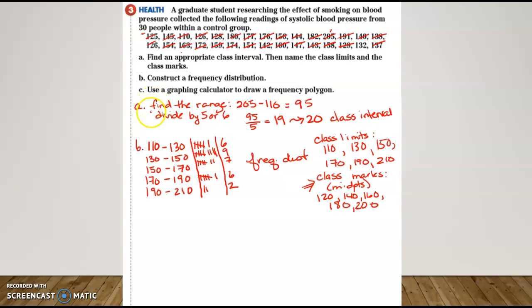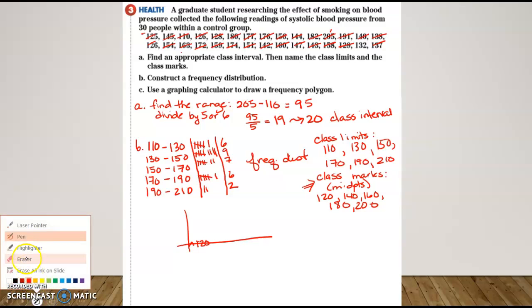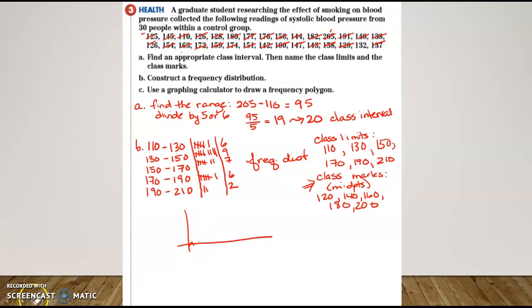The last thing is to draw a frequency polygon. You are going to use your marks. That just means I'm jumping up to 120 here. So 120, 140, 160, 180, and 200. And we are covering 1, 2, 3, 4, 5, 6, 7, 8, 9, 10.